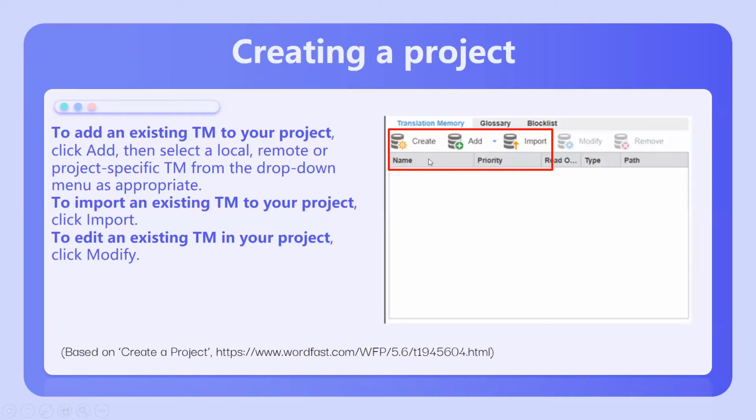And then, as we have mentioned, for translation memory, there are two options. We can create a new translation memory, or we can add from the translation memory list. If we click Add, then select a local, remote, or project-specific translation memory from the drop-down menu as appropriate. If we want to import some translation memory created before, we can click Import. We can also edit some existing translation memory in our project.